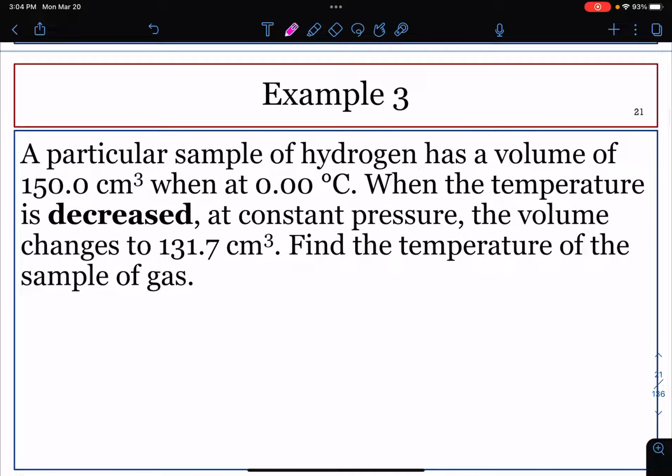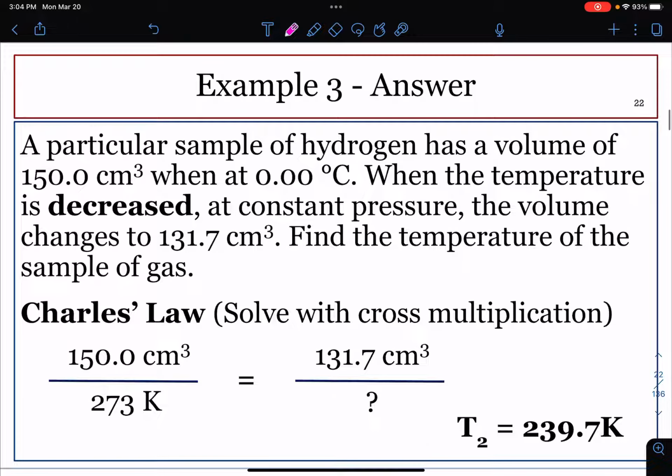Pause and work this problem out. This problem is easiest to solve by using cross multiplication. The cubic centimeters here is the unit for volume that we're using, and we do not need to convert it to liters. Volume and pressure can stay in whatever unit is given in the problem, only temperature must be converted to Kelvin.